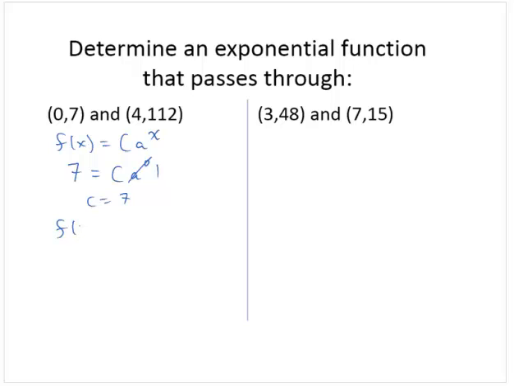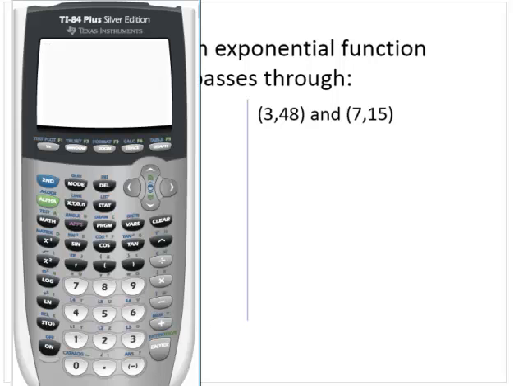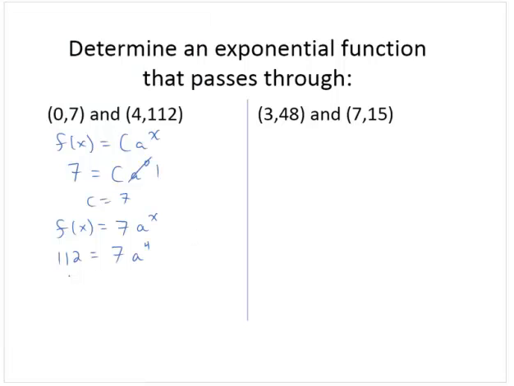So now we have f(x) = 7 times a to the x. And we'll use the other ordered pair to figure out the value of a. 112 would equal 7 times a to the fourth power. 112 divided by 7 is 16. So we have 16 is equal to a to the fourth. And so notice that 2 to the fourth is 16, so a equals 2. And so then our function f(x) is 7 times 2 to the x.